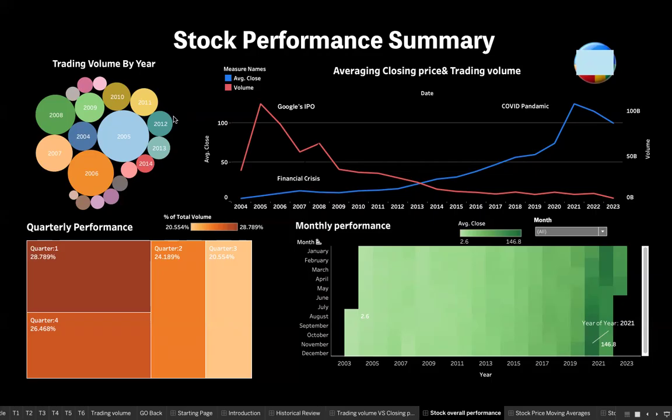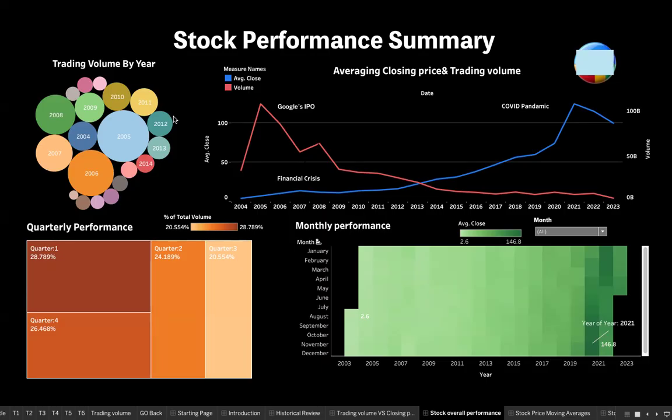Each bubble size represents the trading volume for a particular year. Notably, 2005 stands out with the largest bubble, showing a spike in trading activity, which aligns with significant market events. The color coding helps compare different years quickly and spot patterns in trading volumes. And the line chart in the center shows the average closing price and trading volume over a year, and key events are marked, such as Google's IPO leading to a sharp rise in volume, while the financial crisis caused both volume and price to drop.